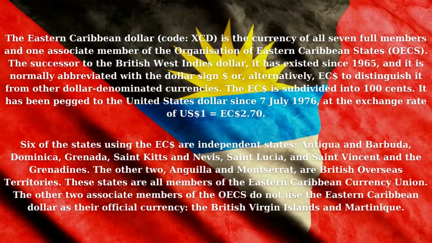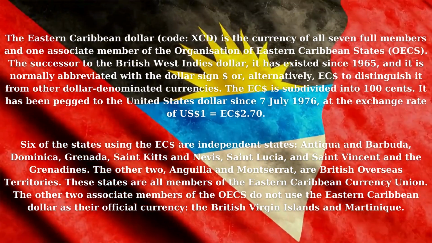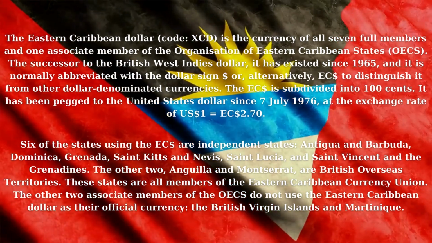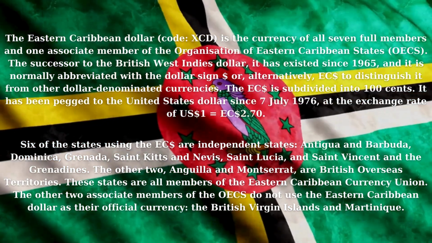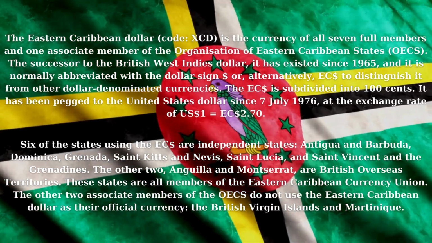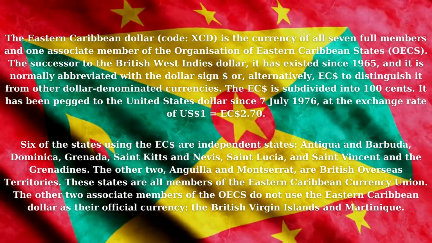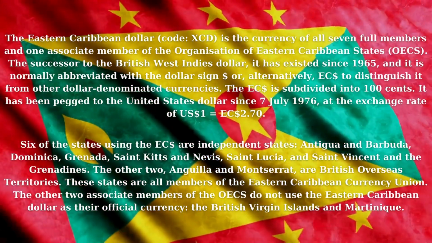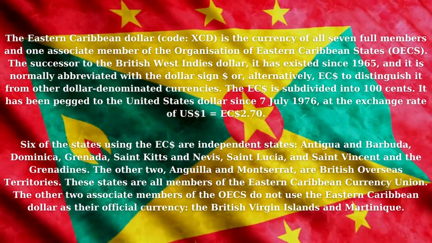The Eastern Caribbean dollar, code XCD, is the currency of all 7 full members, and 1 associate member of the Organization of Eastern Caribbean States, OECS. The successor to the British West Indies dollar, it has existed since 1965, and it is normally abbreviated with the $, or, alternatively, EC dollar to distinguish it from other dollar-denominated currencies. The EC dollar is subdivided into 100 cents.